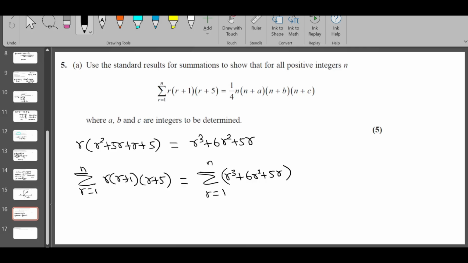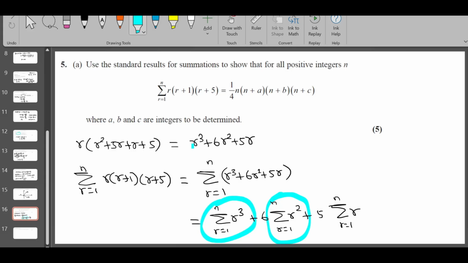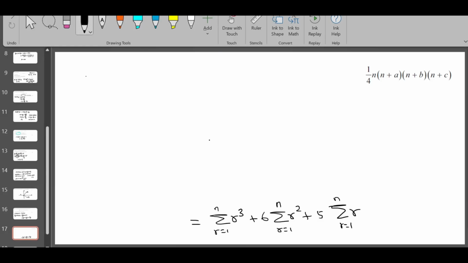Split the sigma notation. So it's going to be sigma r cubed plus 6 sigma r squared plus 5 sigma r. The limits are r is equal to 1 to n. In your data booklet, you have a result for this and this given. So I'm going to use the results now. The result for this one, which is not given in the data booklet, is the sum of n natural numbers, n times n plus 1 over 2.